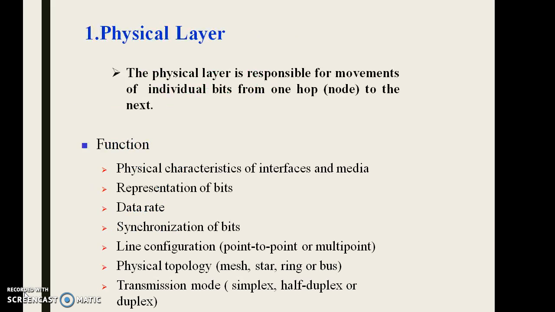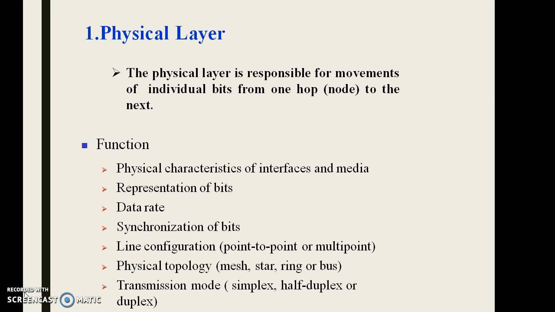Physical layer. The physical layer is responsible for movement of individual bits from one hop node to the next. It coordinates the functions required to transmit a bit stream over a physical medium. It deals with the mechanical and electrical specifications of the interface and transmission medium. The layer is concerned with, first, physical characteristics of interfaces and transmission medium. It defines the characteristics of the interface between the devices and the transmission medium.